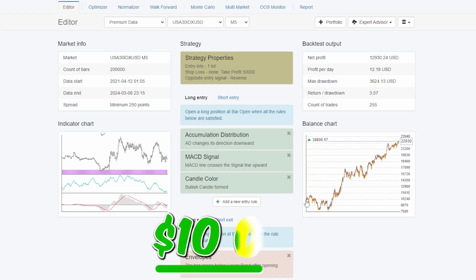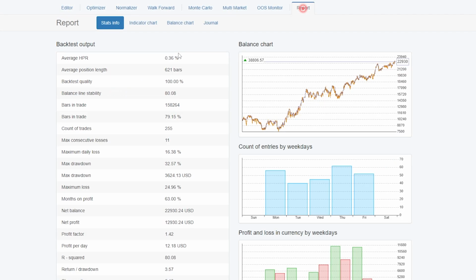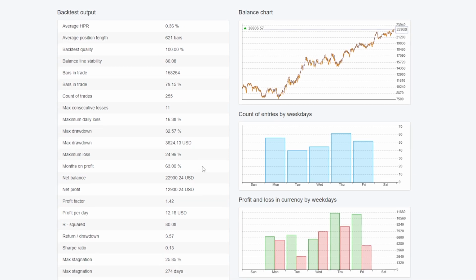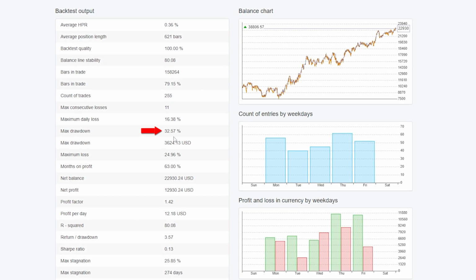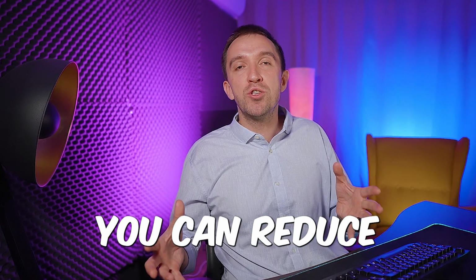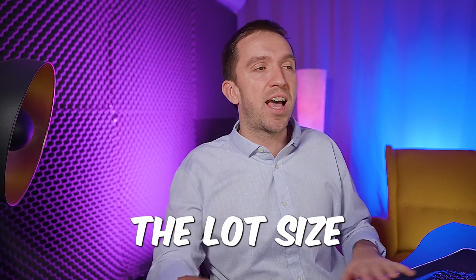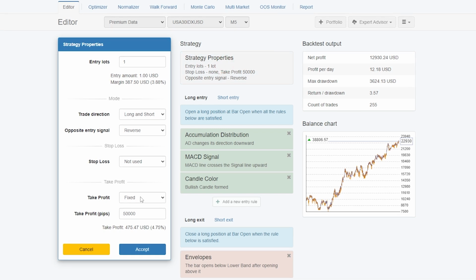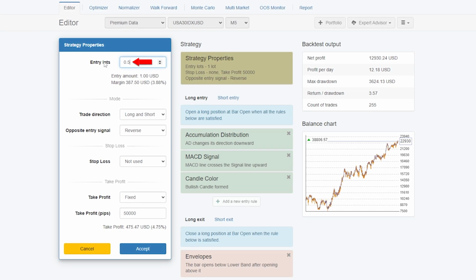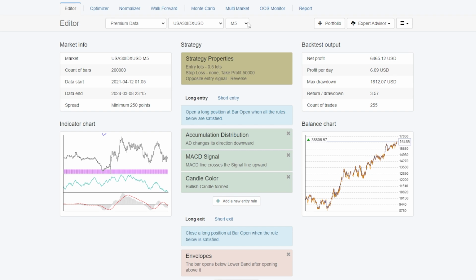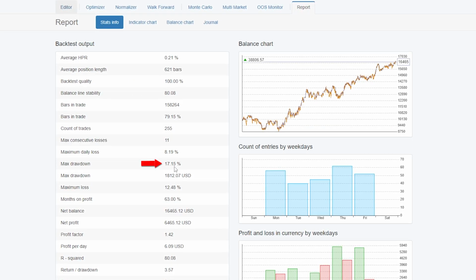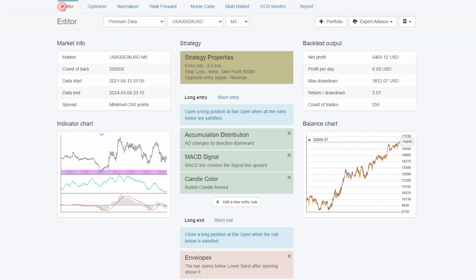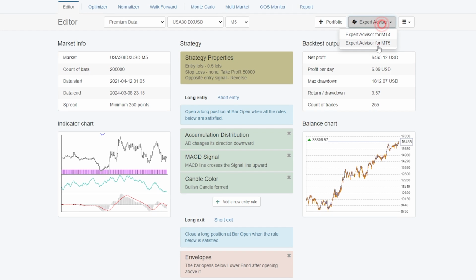In our case, we have a $10,000 starting account, and let me show you the statistics. So we have a profit factor of 1.42. The max drawdown was 32.57%, but this is something you can reduce by lowering the lot size. So if I decrease it to, let's say, entry lot of 0.5, and I go to the statistics again, you will see that the max drawdown now is 17.15%.